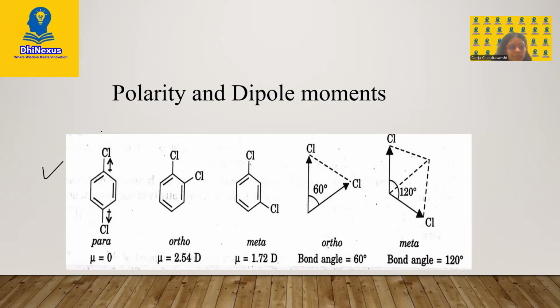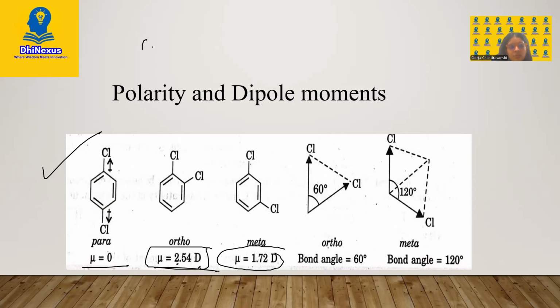Similarly, here we have a high symmetry. The chloride ion will take the electron towards itself in both the cases and it will become highly symmetric. So dipole moment comes out to be zero. In the ortho case, the dipole moment is coming out to be 2.54, which is the most. And for meta, it is coming out to be 1.7.